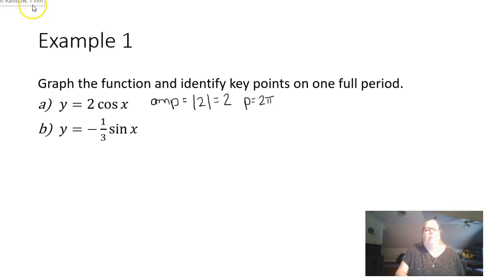All right, let's make our chart. We'll choose our angle x, and then we are going to take the cosine of that angle, and then we are going to multiply 2 times the cosine.